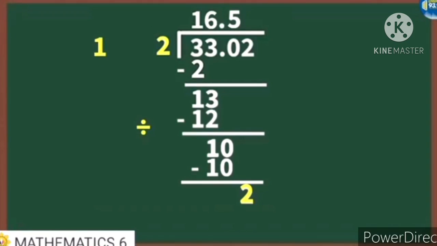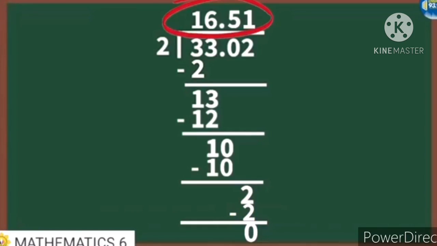Then write 1 as our last partial quotient above 2. Then multiply our quotient 1 by our divisor 2. Yes, it gives us 2. Then write your answer below 2. Then subtract. 2 minus 2 equals 0. So our final quotient is 16 and 51 hundredths.